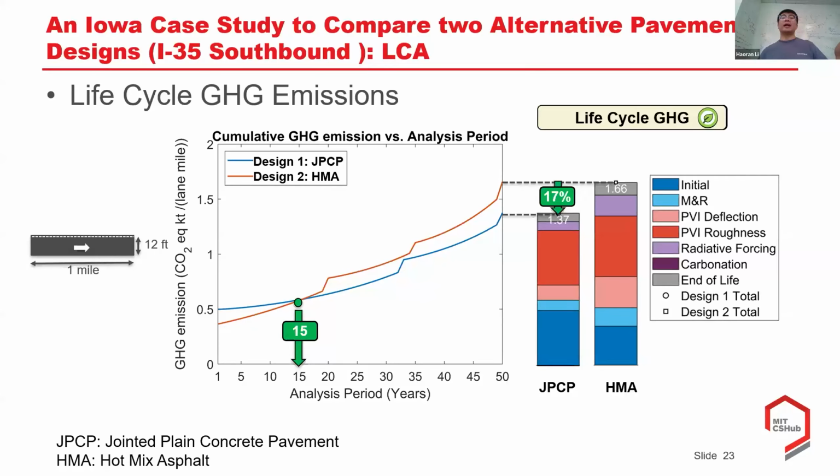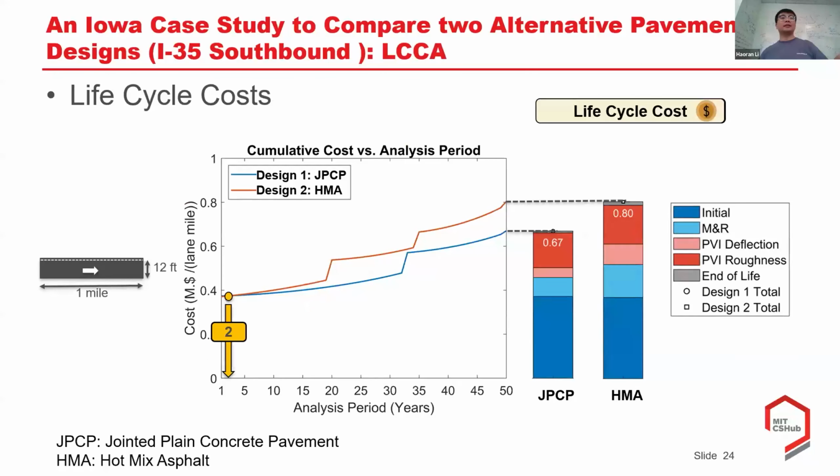And on the right-hand side, at the end of 50 years, the concrete is about 17% reduction compared to the HMA benchmark. And that's just the GHG. The cost is actually very comparable in the initial, which is just 2% of difference. At the end of the life cycle, it's about 16% cost savings if you're using concrete pavement for this particular case study.